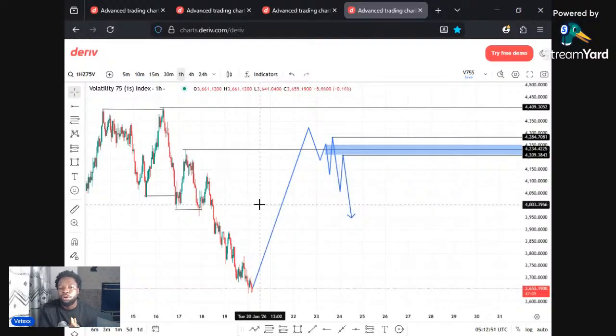Then after we know we have a structure on the 4-hour and 1-hour time frames, on the 15-minute time frame we look out for our continuation setup. That is where we take most of our trades. That's the time frame we take most of our trades.